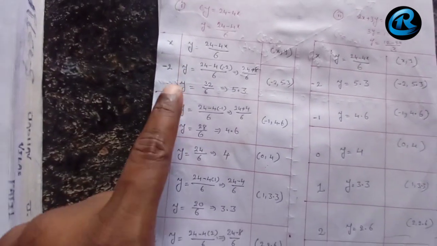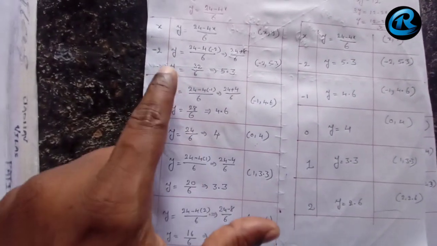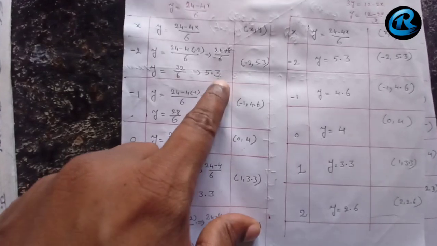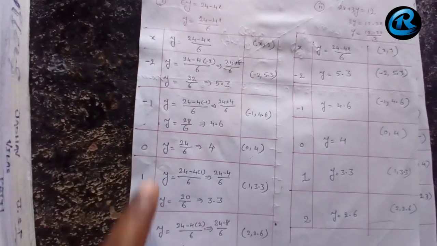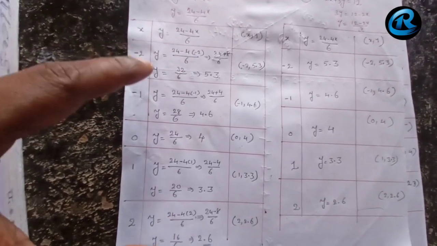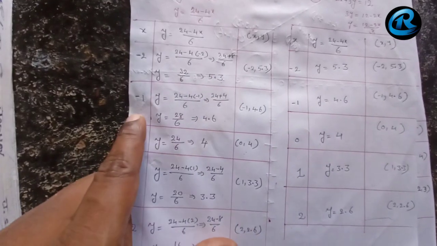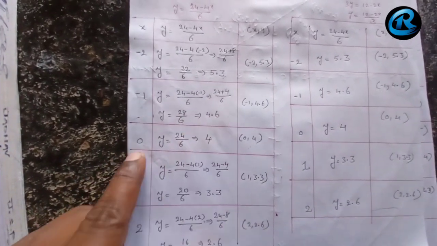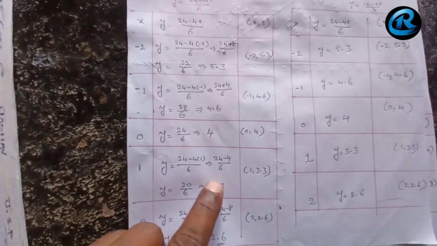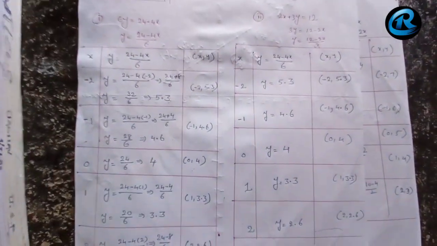Here you make 5 solutions. When x equal to minus 2, y equal to 5.3. You can assume any values in the place of x, not only these values. When x equal to minus 2, y equal to 5.3; x equal to minus 1, 4.6; 0, 4; 1, 3.3; x equal to 2, 2.6. These are the 5 solutions for equation number 1.